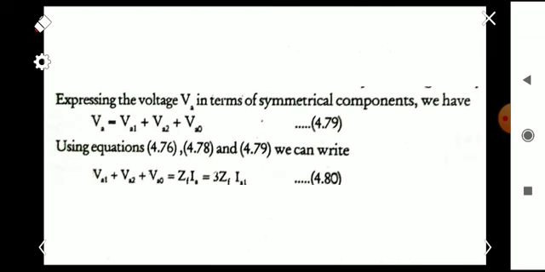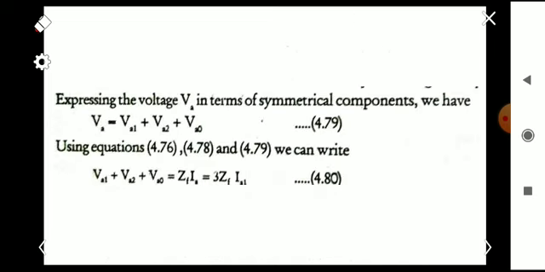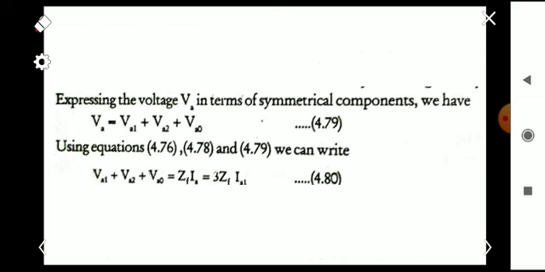When we talk about the voltages, we can express the voltage VA in terms of symmetrical components as VA is equal to VA1 plus VA2 plus VA0, where VA1 is the positive sequence component of voltage VA, VA2 is the negative sequence and VA0 is the zero sequence component. From the previous equations we know that VA is equal to ZF into IA. Substituting that here, VA1 plus VA2 plus VA0 is equal to ZF into IA, and since IA is equal to 3 into IA1, we can write VA1 plus VA2 plus VA0 is equal to 3 ZF IA1.